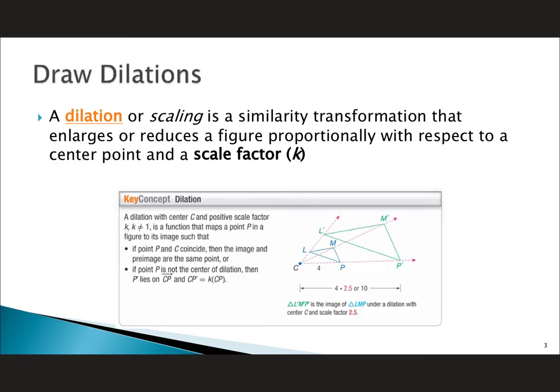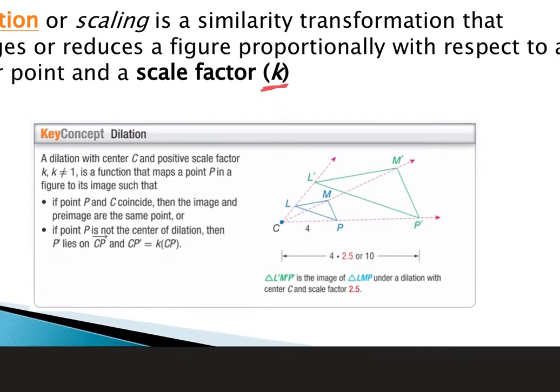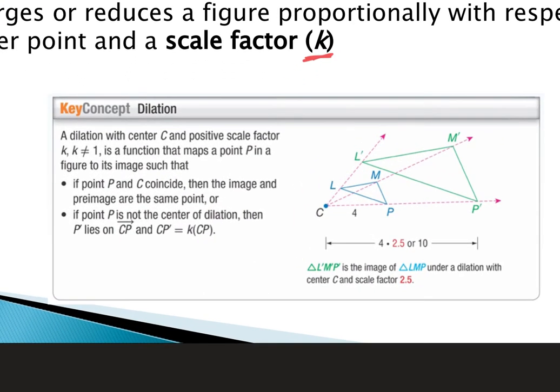All right, so the only new information is the picture, and that the variable we're using for scale factor is going to be a K. So in all the PowerPoints and in anything else we do, scale factor is going to be represented by a K. Now, let's look at this picture down here. In the picture, we have a dilation with the center C and a positive scale factor K. K, if you can see over here, is 2.5.